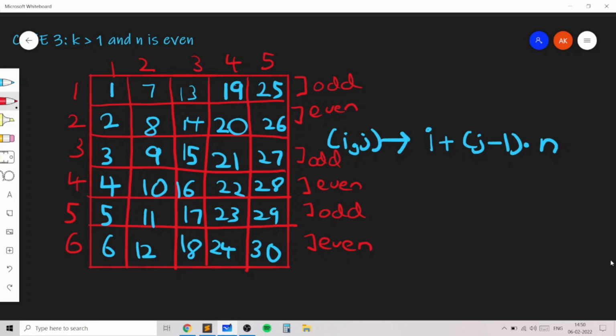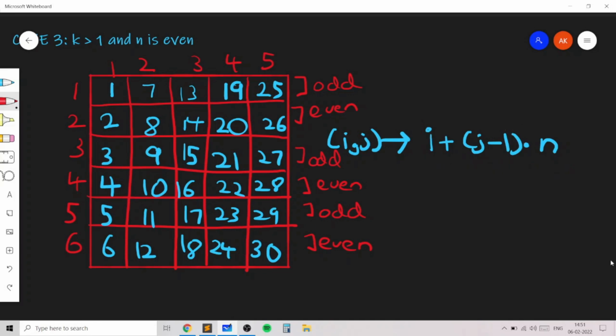In order to formally understand why this construction actually works for any example or any test case, we need to approach it a bit more mathematically. So if you look at this kind of pattern, you will realize that the cell i comma j contains the number i plus (j minus 1) into n. So this is a key idea.